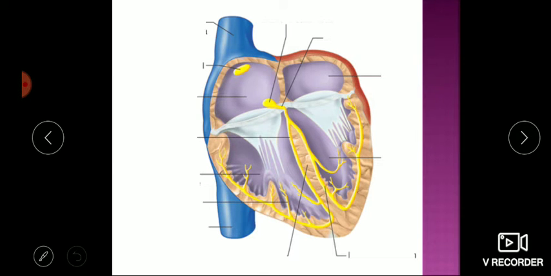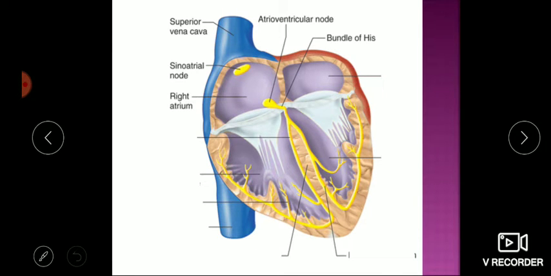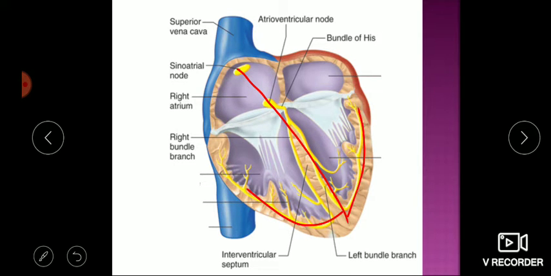Now you can see in this diagram the SA node, this is the AV node, this is our bundle of His, this is the interventricular septum, right bundle branch, left bundle branch. So this is the complete conducting system of the heart. You can see clearly these are separate from the cardiac muscle. The impulse travels from here to here, then goes on both sides. In this way they will excite the cardiac muscle. Now excitation will lead to contraction. So this is excitation contraction coupling.